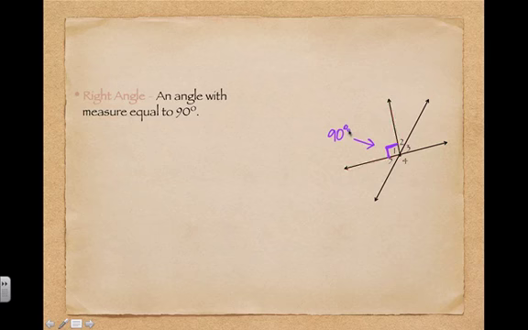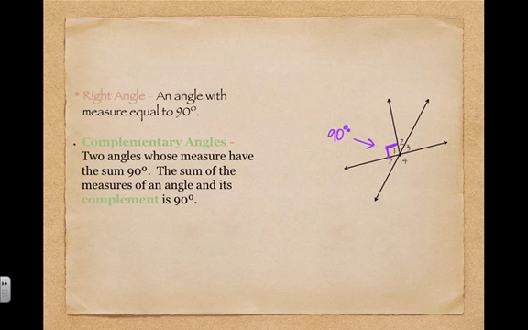Okay, our next angles that we're going to look at are complementary angles. Complementary angles are two angles whose measures have the sum of 90 degrees. The sum of the measures of an angle and its complement is 90 degrees. So for example, angles 2 and 3, those are complementary angles because we know that they will equal 90 since we have this straight line and we already know that this is 90 here. So angle 2 and angle 3 are complementary angles.